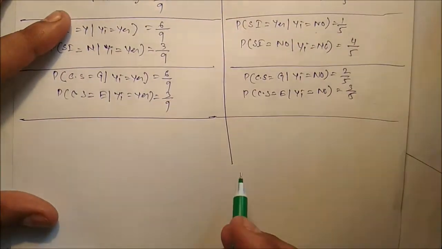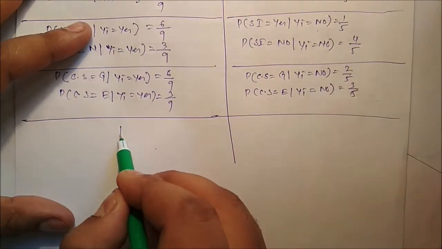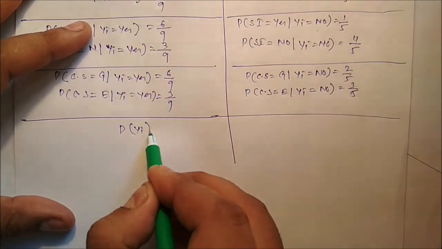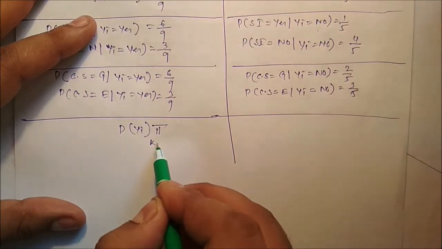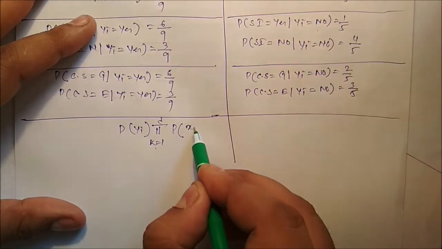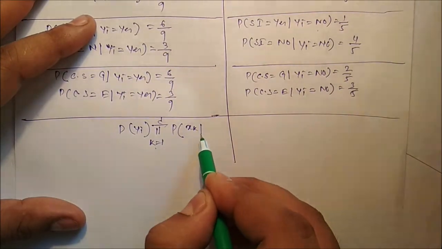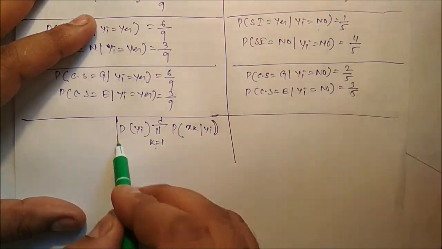Okay, now our main goal is to maximize the probability, the product over k equal to 1 to t of probability of x k given y i. So we have to maximize this one.